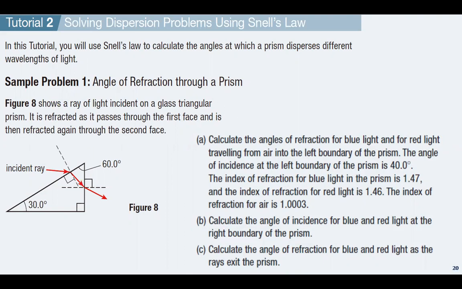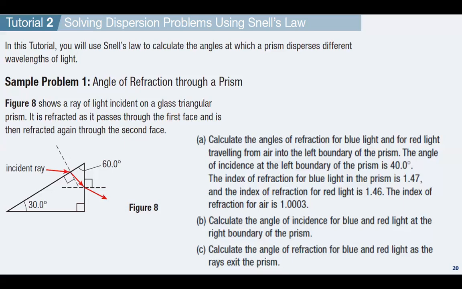Okay, consider these 3 questions. A, calculate the angles of refraction for blue light and for red light traveling from air into the left boundary of the prism. The angle of incidence at the left boundary of the prism is 40 degrees. The index of refraction for blue light in the prism is 1.47, and the index of refraction for red light is 1.46. The index of refraction for air is 1.0003.